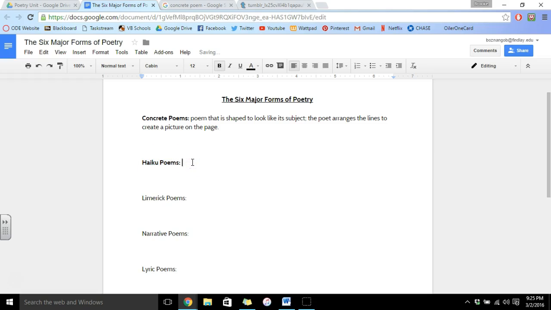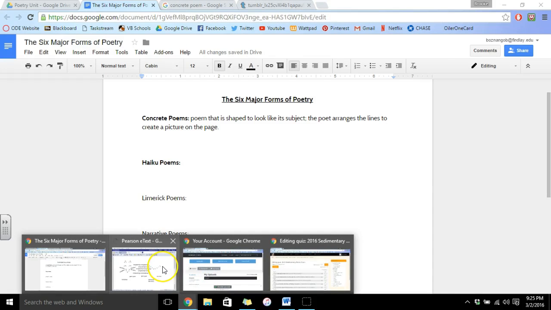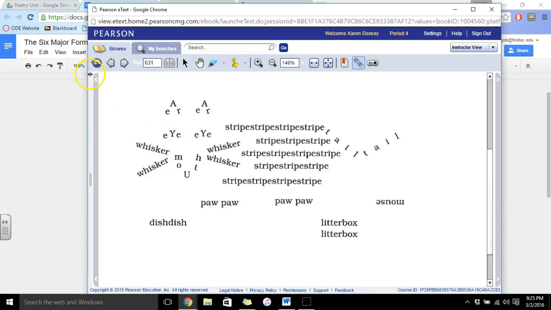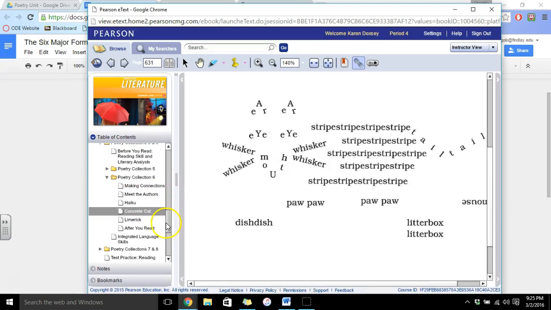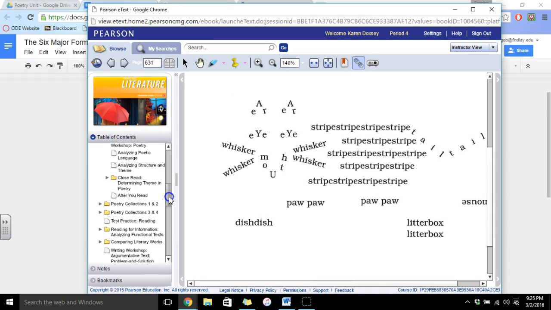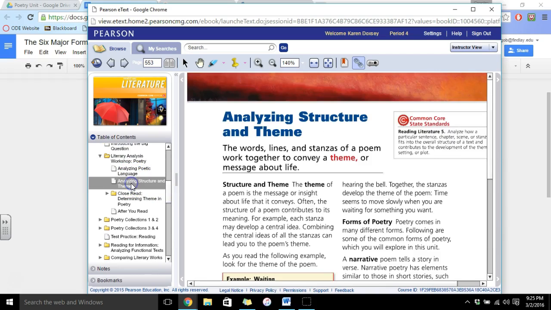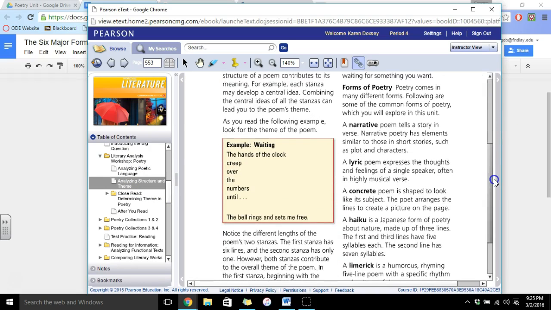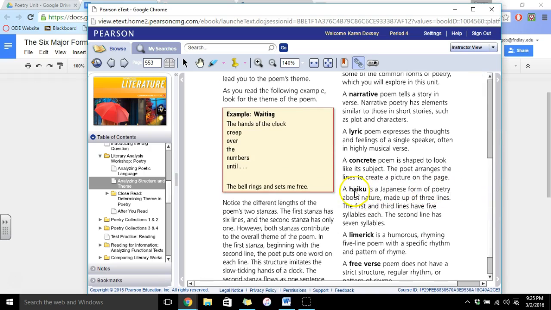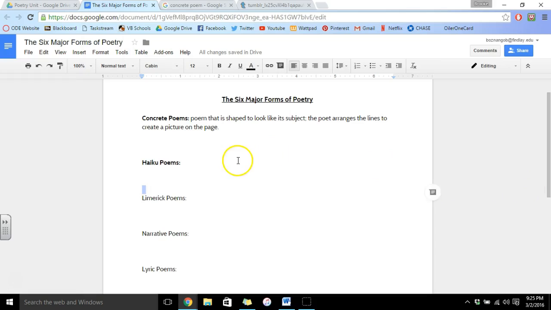So now that you've written your concrete poem, we're going to move on to haiku. You guys are probably all familiar with haikus. You've heard about them before, but I'm going to read for you anyway. A haiku is a Japanese form of poetry about nature made up of 3 lines.